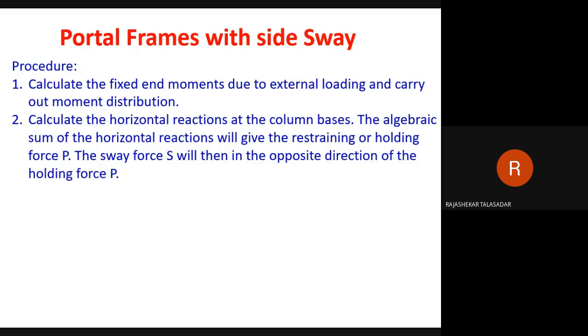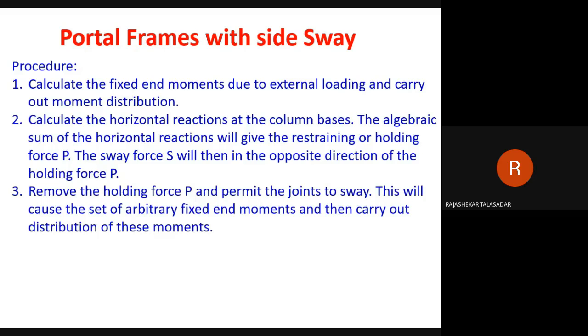If the net force is 0, it will not undergo sway. So there will be some plus or minus force that comes on the frame, and that horizontal force will make the frame sway. That means the algebraic sum of the horizontal reactions will be the restraining force, which is called the holding force. The sway force S will then be in the opposite direction of the holding force. I will explain it when I solve the problem.